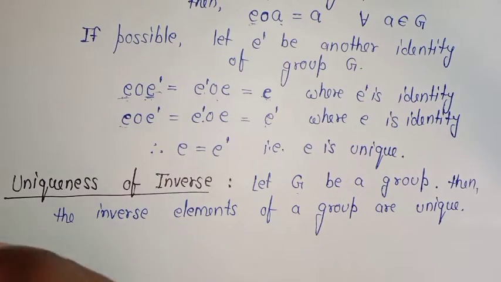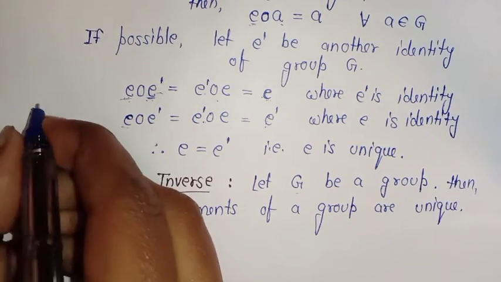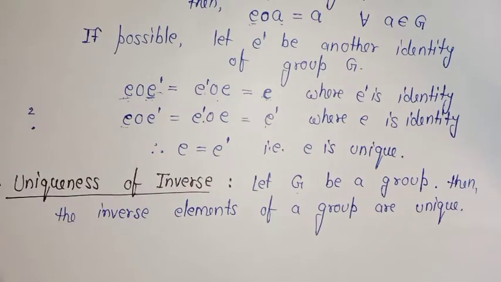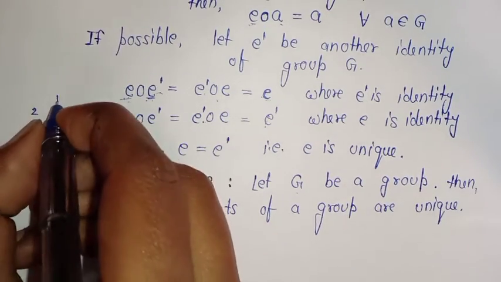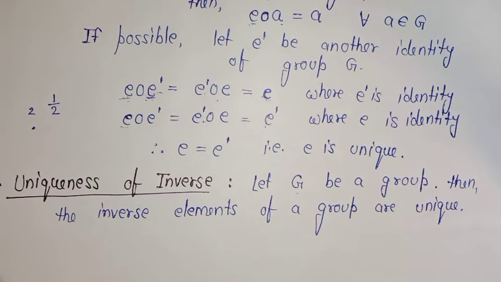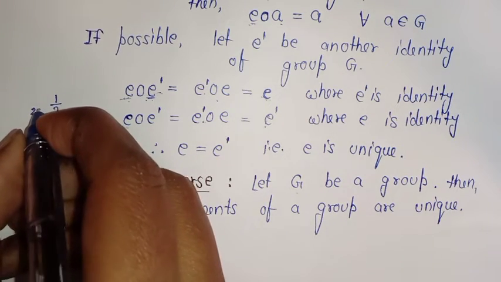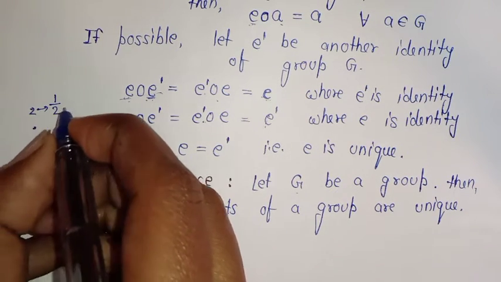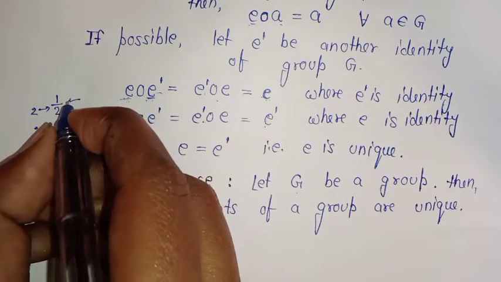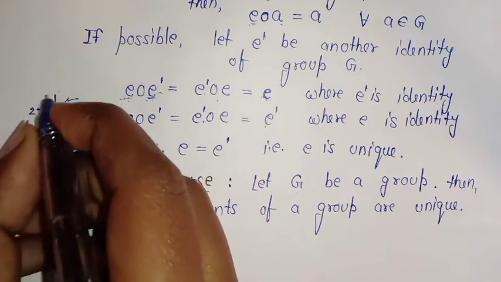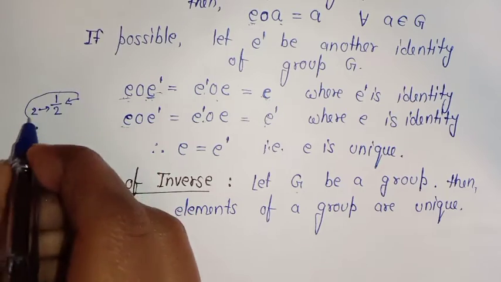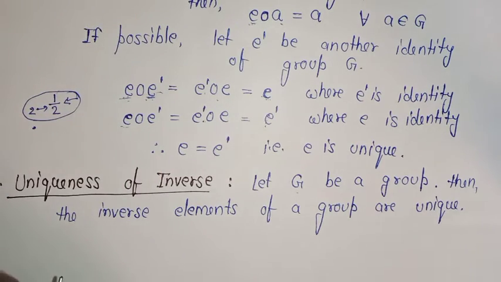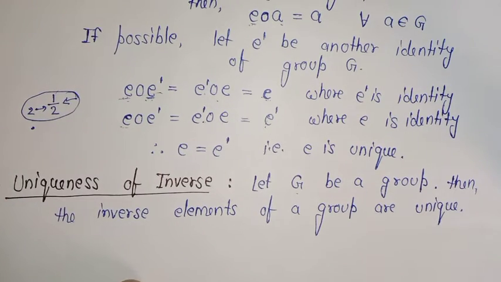Suppose I take 2 and use the multiplicative identity in the group, then 1/2 is the multiplicative inverse for 2, and this is unique always. It means that it cannot be the inverse of another element. So inverse elements are also unique. So we will see how to prove this property.